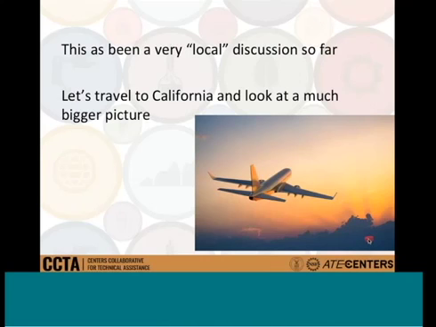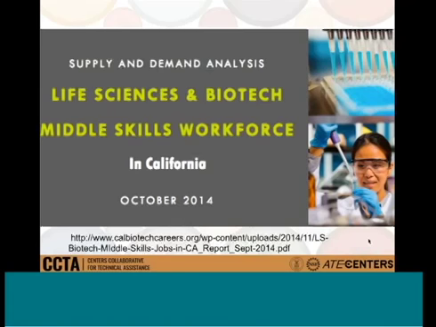Let's get on a plane. Let's travel to California and look at a bigger picture. You can drive if you want to. You don't have to fly. So my colleague, John Carice, at, I guess, City College of San Francisco, but his main thing is the Centers for Excellence in California. He and his colleagues published this in 2014. John told me they're just about ready to release a new report, so we have to keep our eyes open for that. So let's look more broadly now.